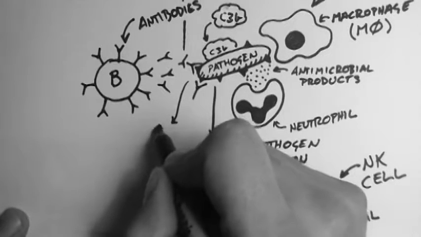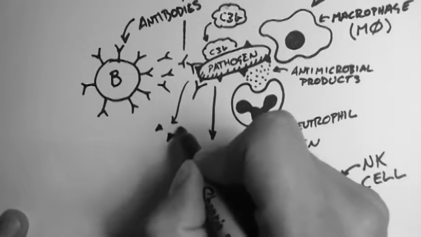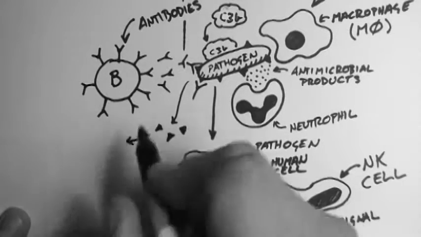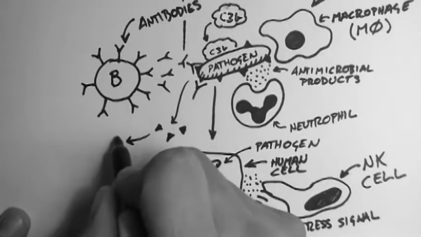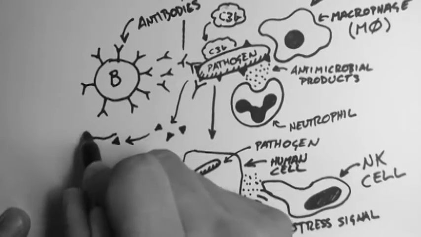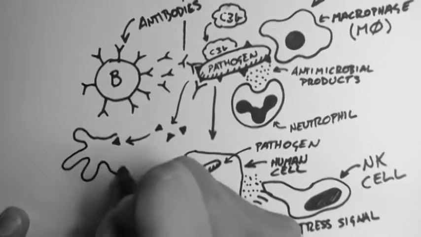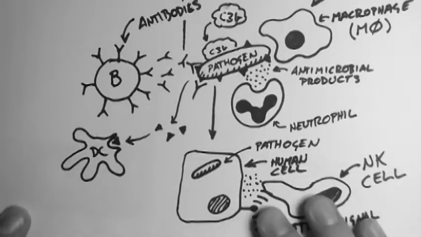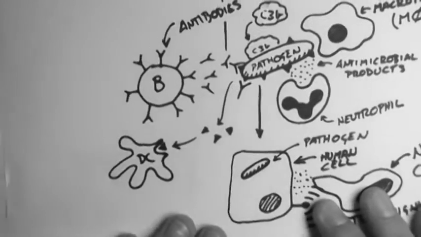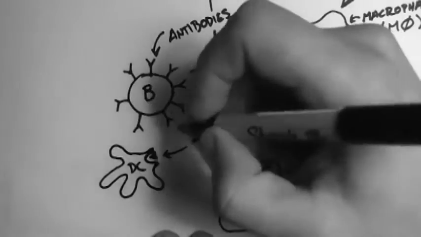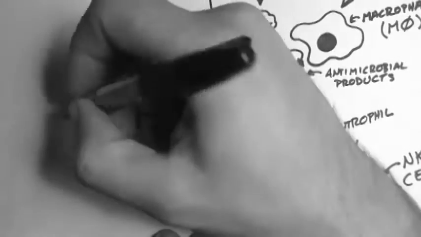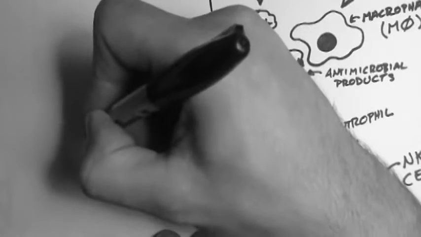Now, little bits of these pathogens can come off, and they get swallowed up by a cell known as a dendritic cell, or a DC for short. Now, the DC puts these little bits of the pathogen in a molecule. This is known as the MHC molecule.